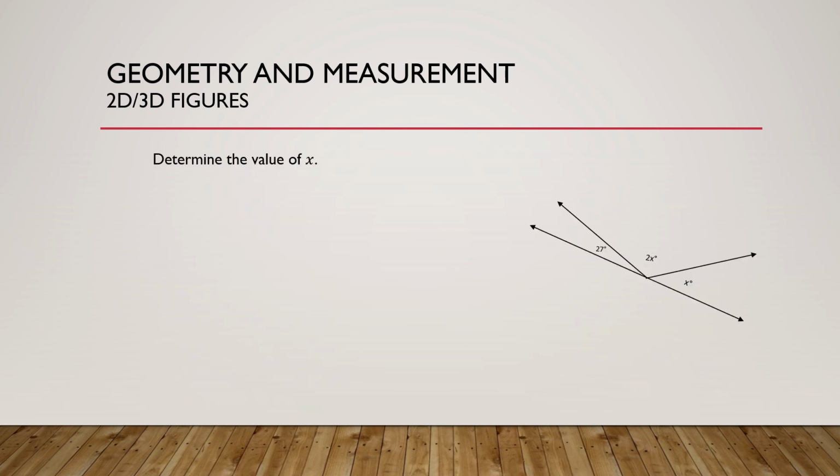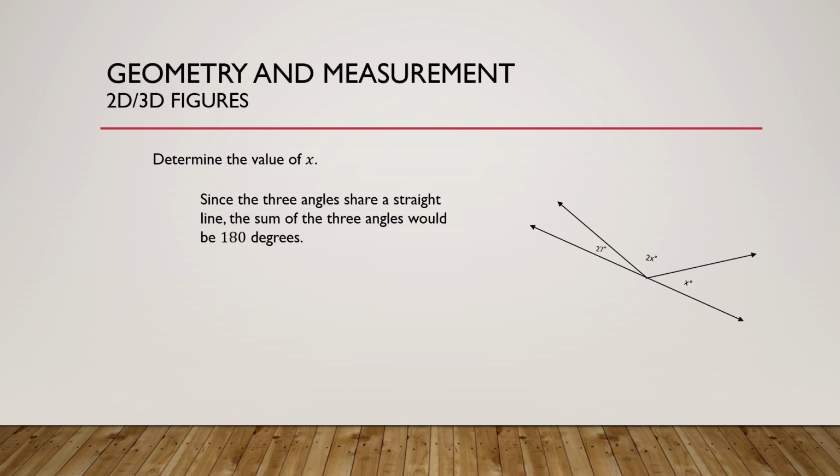Determine the value of x. Since the 3 angles share a straight line, the sum of those 3 angles will be 180 degrees. Therefore, x plus 2x plus 27 degrees equals 180 degrees. X plus 2x equals 3x. Subtract 27 degrees from both sides of the equation to get 3x equals 153 degrees. Divide both sides by 3 to get x equals 51 degrees.